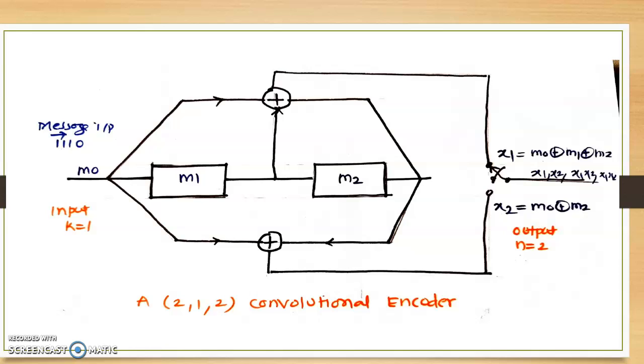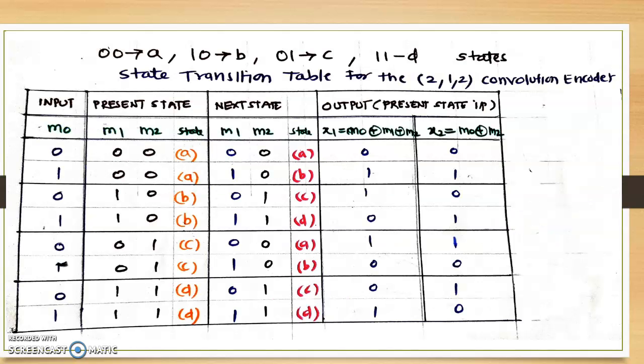The same diagram can be given, or we may be given a graphical representation or polynomial representation, that g1 is equal to 111, g2 is equal to 101. So from the polynomial representation we'll have to draw this encoder arrangement, and then we'll go for doing the encoding procedure. Now the most important thing for designing the encoder is we require the state transition table.